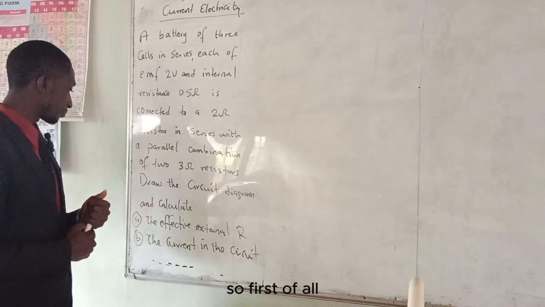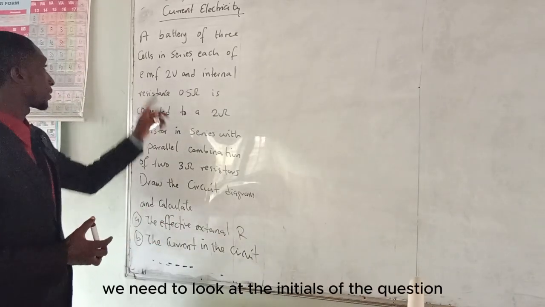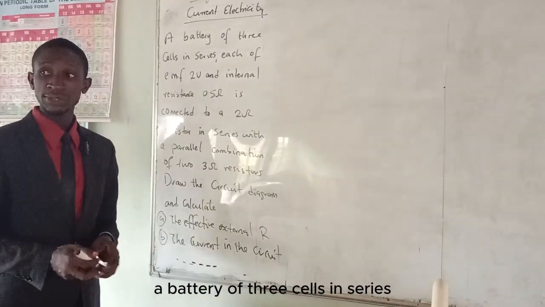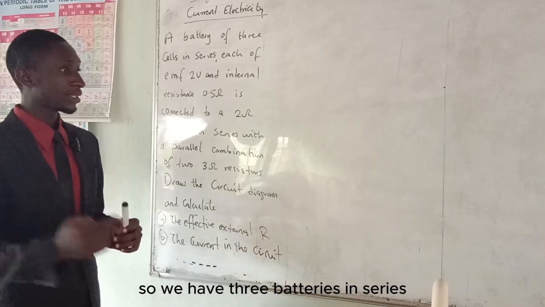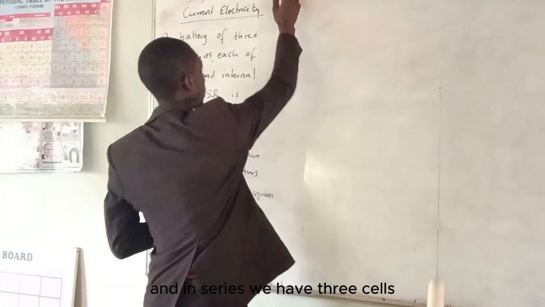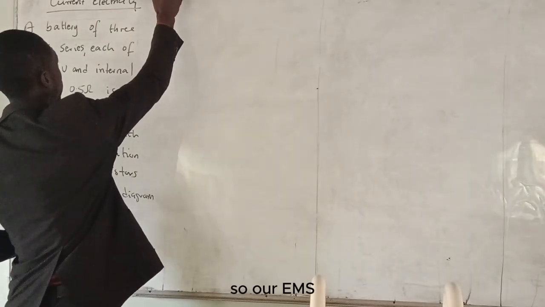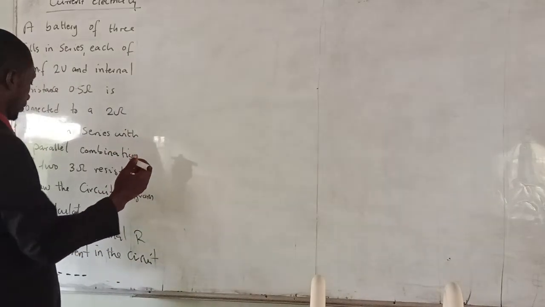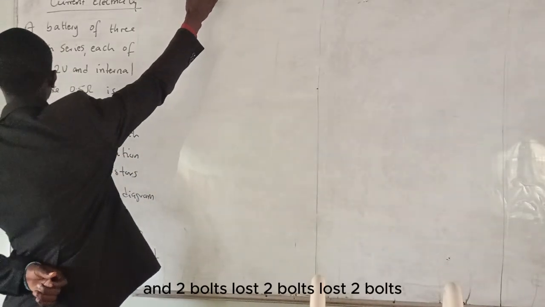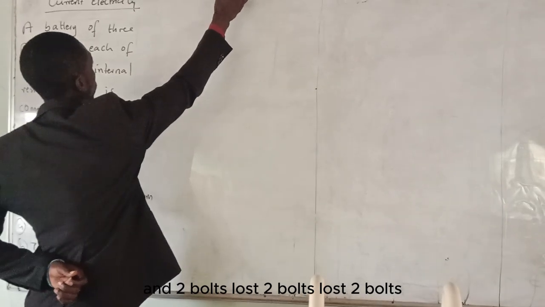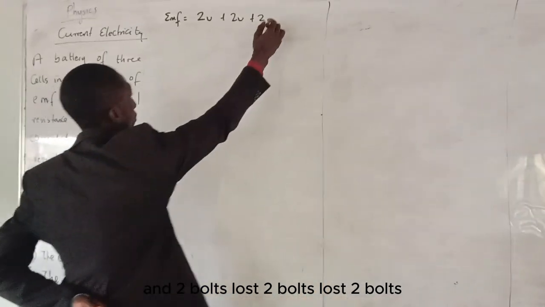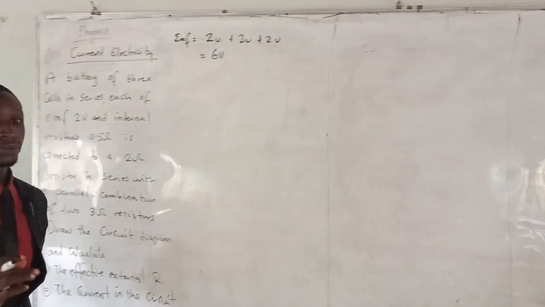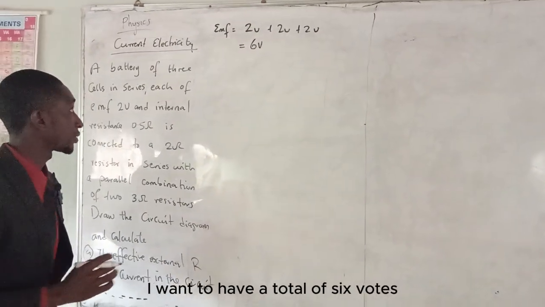So first of all, we need to look at the initials of the question, a battery of 3 cells in series. So we have 3 batteries in series, and in series we have 3 cells. So our EMF is 2 volts plus 2 volts plus 2 volts. So in series, we are going to have a total of 6 volts.